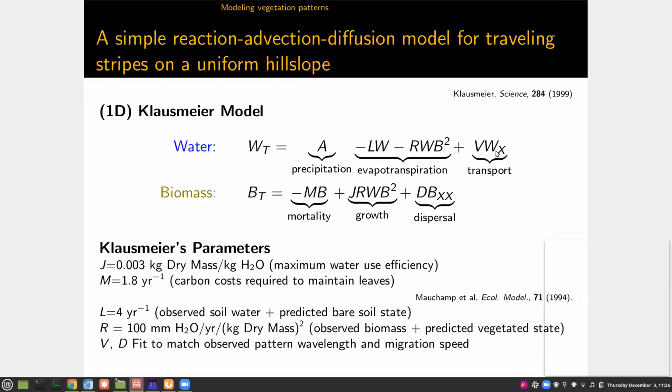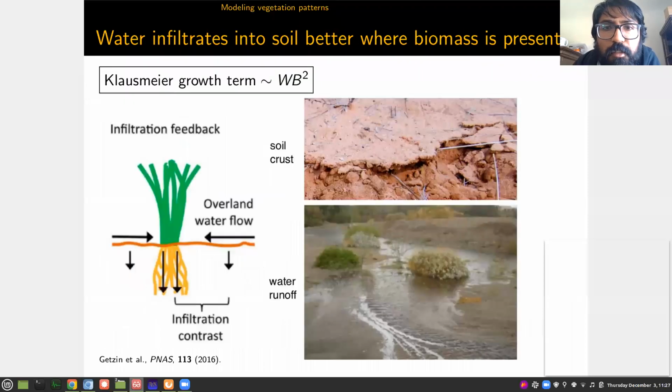I see. So this model as written is not capable of supporting other types of patterns. That's right. In this model, we're focusing exclusively on these banded patterns. But again, we can think about adding a diffusion term to the water, and that would allow us more flexibility. Thank you. Good question. Yeah, that point is going to come up a little bit later.